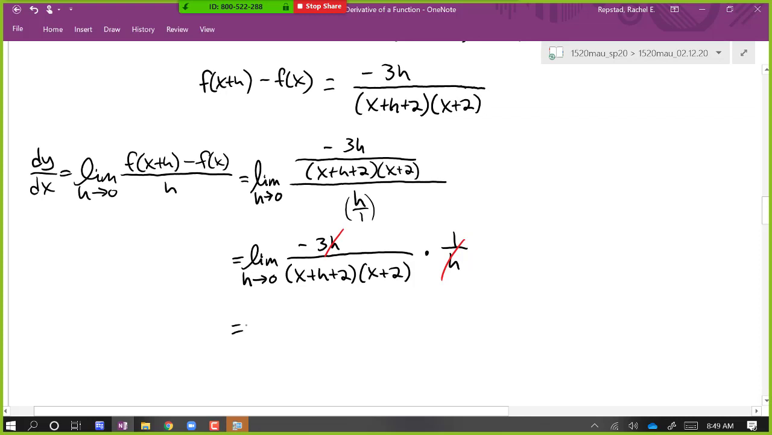It is at that point that we can really just declare victory. The rest of it is a fait accompli. We're just about done. So what we're left with is negative 3 over x plus h plus 2 times x plus 2.